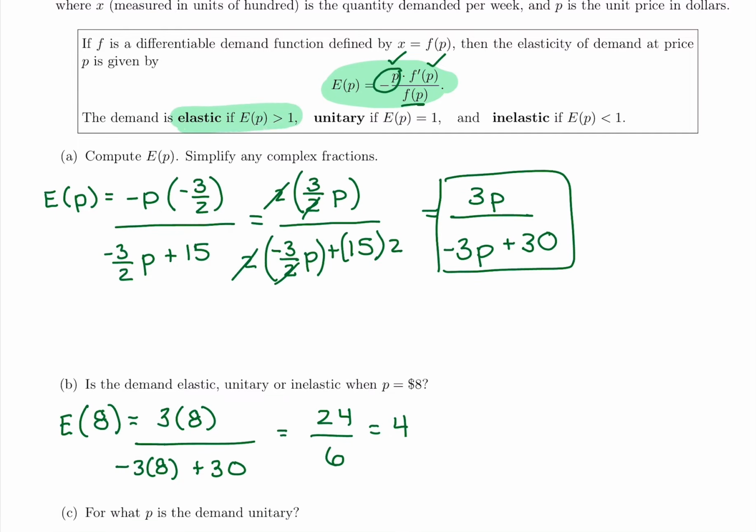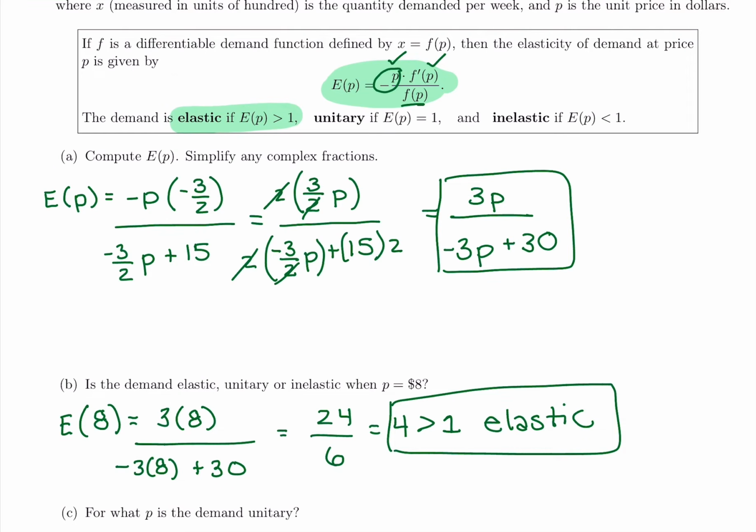It's elastic if it's bigger than 1, unitary if it's equal to 1, or inelastic if it's less than 1. So which case do we have here? Is 4 bigger than, equal to, or less than 1? We would say 4 is bigger than 1, and then give our conclusion. Bigger than 1 is elastic. So our answer is 4, which is bigger than 1, which means the demand is elastic.